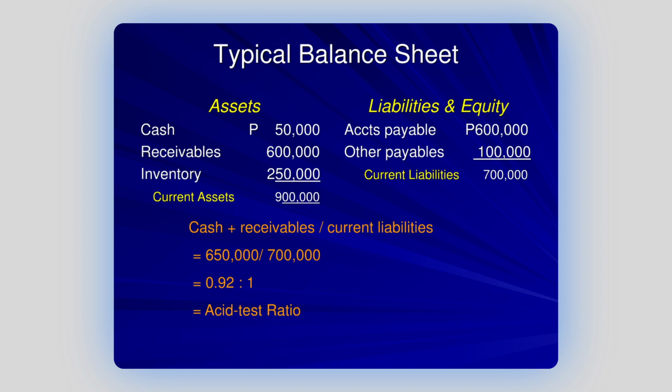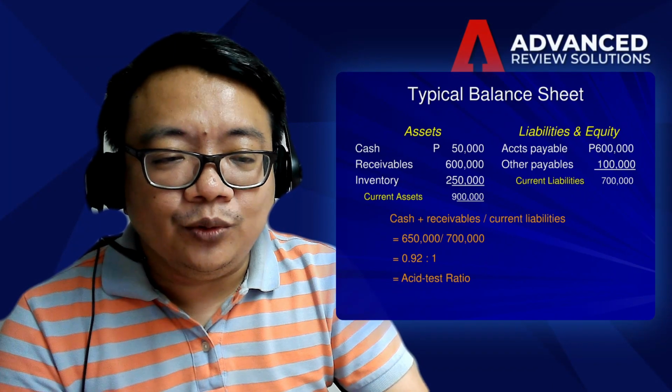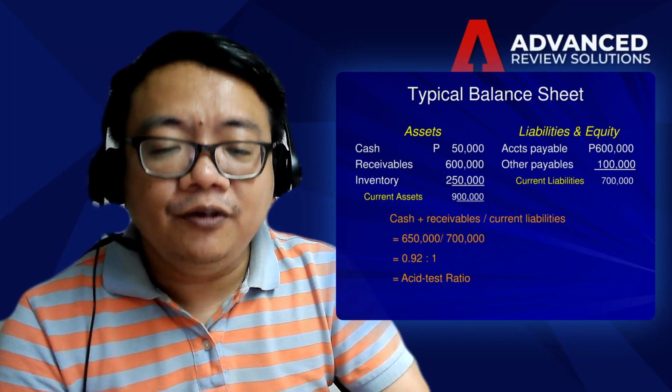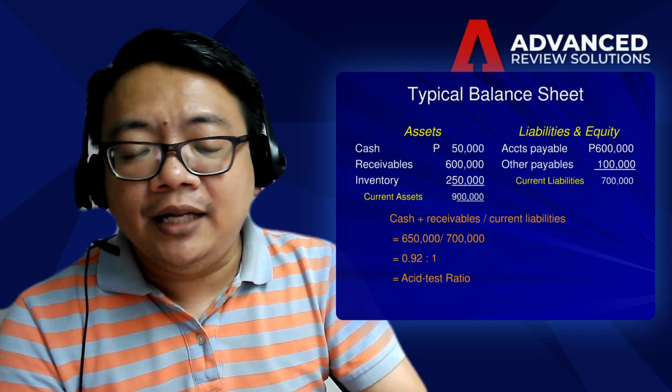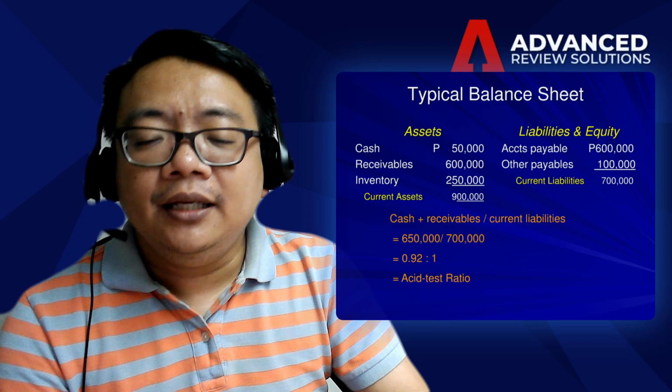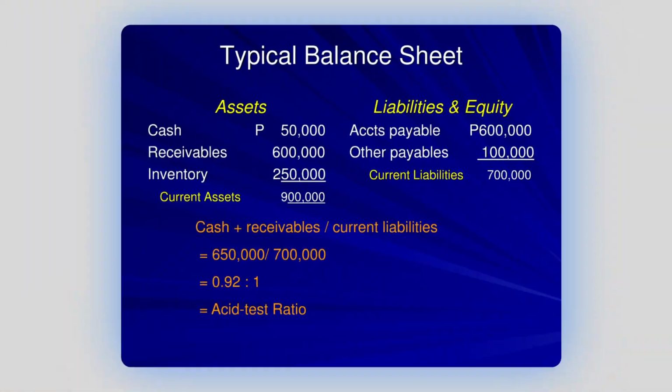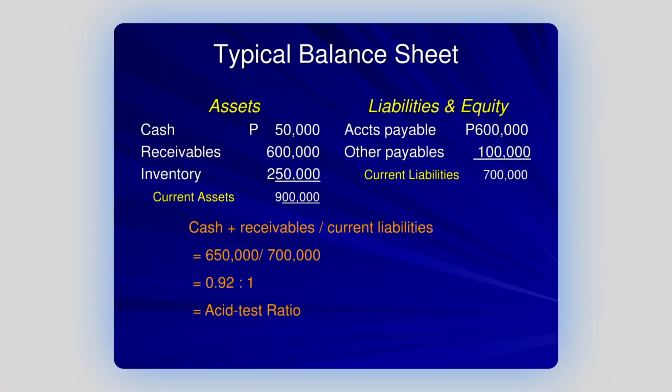Class, ang pangit na, no? 0.92 na. Ibig sabihin, 650 would be your receivables and cash and yung utang natin is 700. Ibig sabihin, pwedeng we are risky in paying for our obligations if we will consider your acid test ratio.